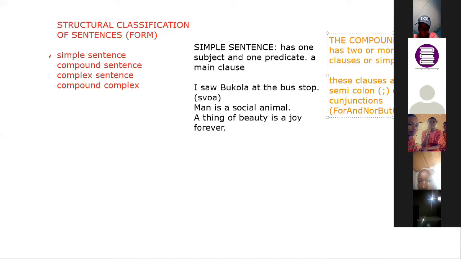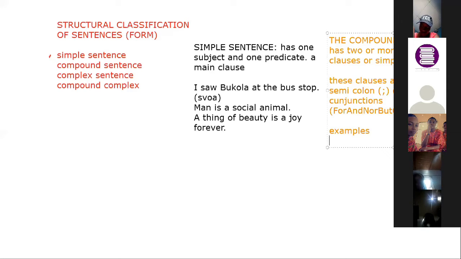And they are all called coordinating conjunctions. Do you understand me? They are all called what? Coordinating conjunctions. So we have examples. Example of what? Of compound sentences. You understand it? Yes, sir.